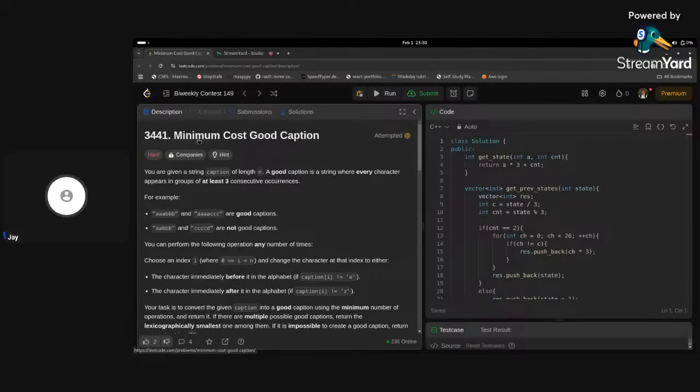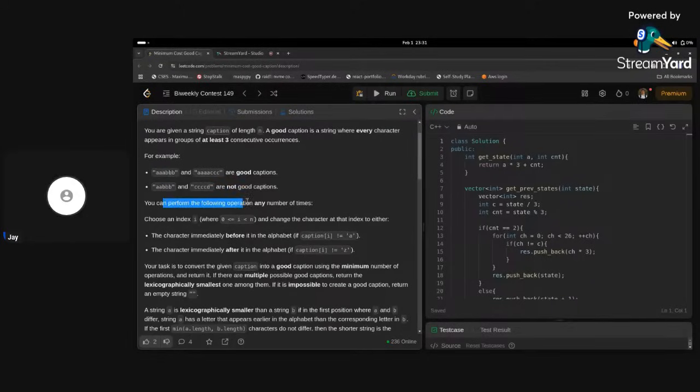The fourth question was minimum cost good caption. We are given a string caption of length n, and this string is called good if every character appears in groups of at least 3 consecutive occurrences. So what is a group of occurrences? Basically AAA. You have a block of A's, then a block of B's, like 3 B's, and each of these blocks has to have a size of at least 3.